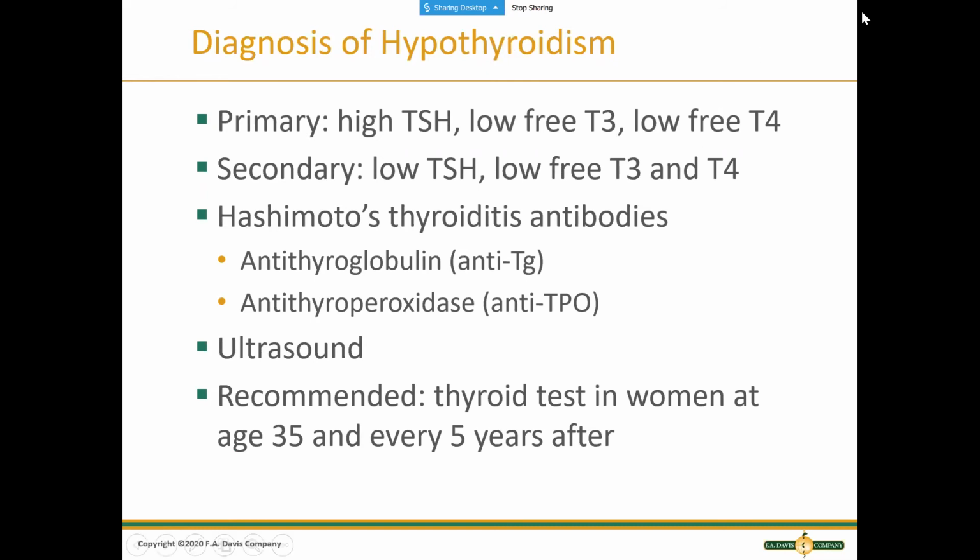That's called primary hypothyroidism. It says that on a slide, a couple slides down. High TSH, low T3 and T4. There is a different type where you could have low everything. That's called secondary. That's actually a problem with your pituitary gland, not your thyroid gland.